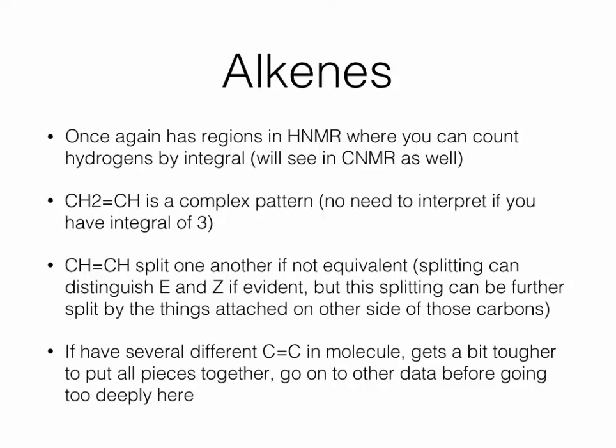Alkenes are also easy to find. You can find alkene hydrogens in the proton NMR, and then you can count the number of protons on that double bond or those double bonds. Remember, that's the region from about 4.5 to around 6, well separated from the aromatic region. If you have a CH2 double bond CH, you're going to see a very complex pattern. But remember, if you have a CH2 double bond CH, you're going to have an integral of 3, and you're not going to have to do any more. That's the only way a single double bond can have 3 hydrogens on it. If you have a CH double bonded to a CH, they're going to split one another unless they happen to be chemically equivalent.